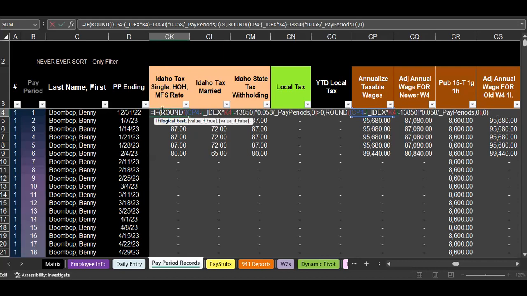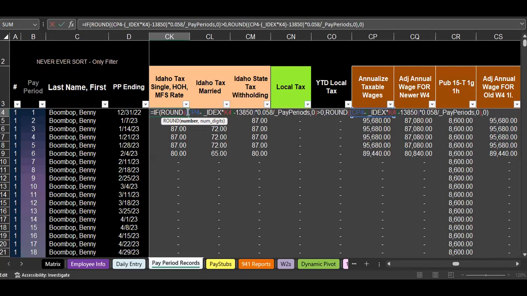We're going to be rounding this whole number to a whole number. So there's a round and a 0 at the end of this formula because we're rounding it to the dollar. So you put round 0. Now what it wants to do is take CP4. CP4 is the annualized taxable wages for the employee, which is already figured out in this file. That's going to be the taxable wages times the number of pay periods in the year.